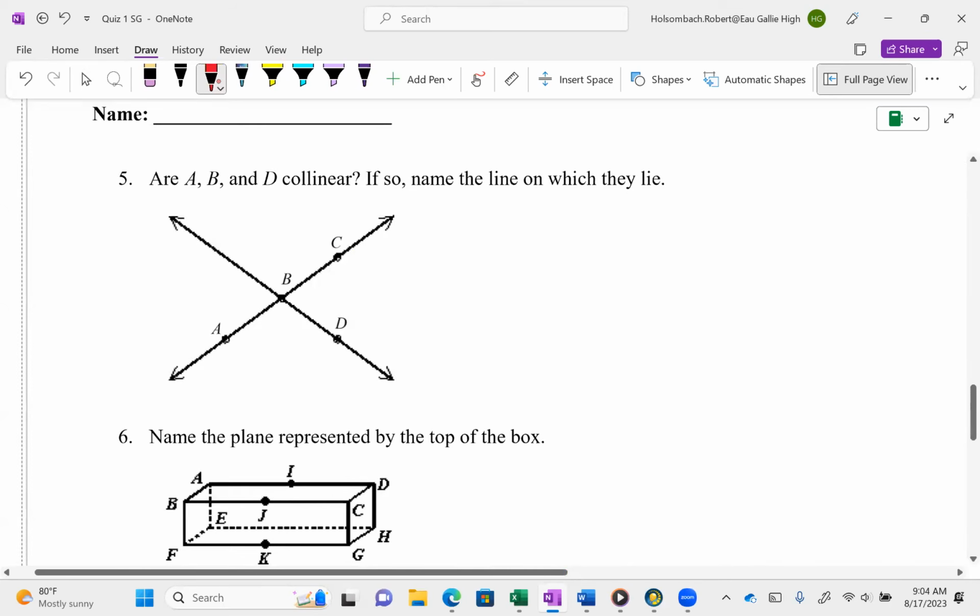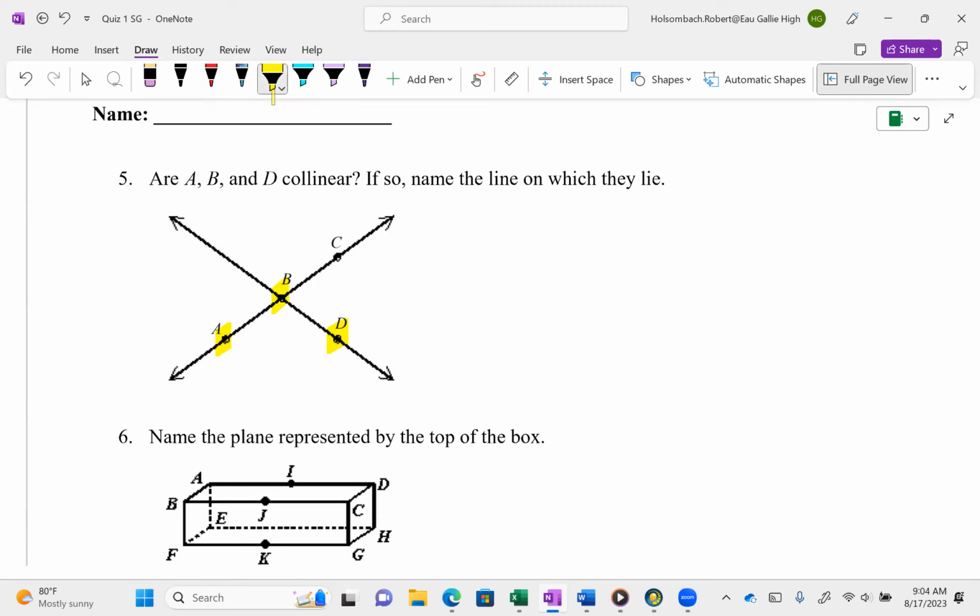All right, back to collinear. Are A, B, and D collinear? If so, name the line on which they lie. Well, we've got A, B, and D. Are those three points collinear? No. So that's just a no. Okay. If so, name the line. Well, they're not on the same line, so we're not going to name a line. And if they were collinear and you had to name a line, you name a line with any two points on the line. Any two points on the line.